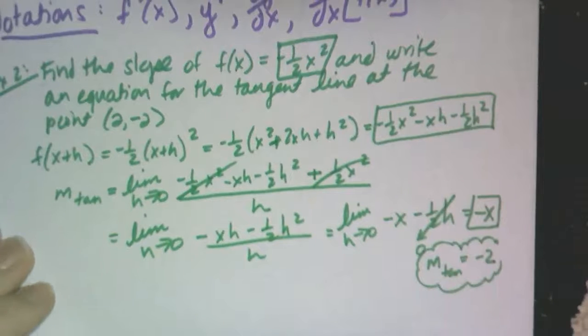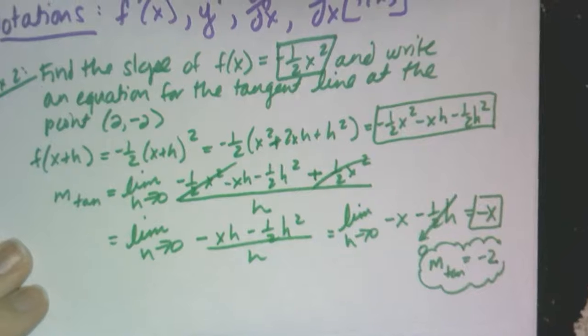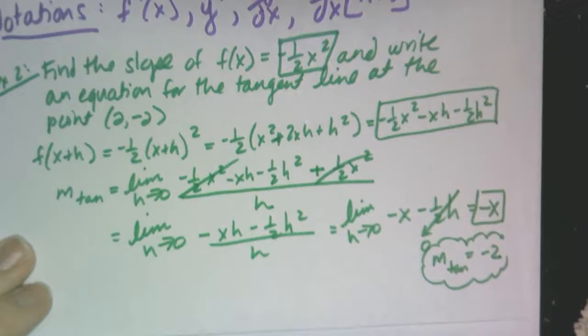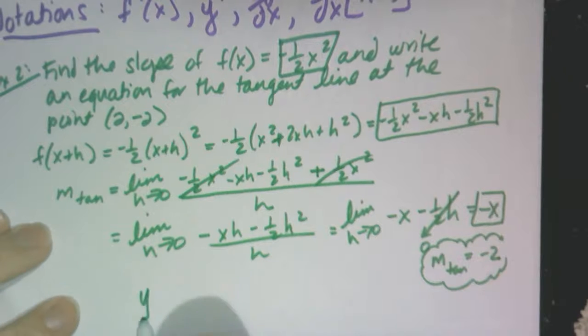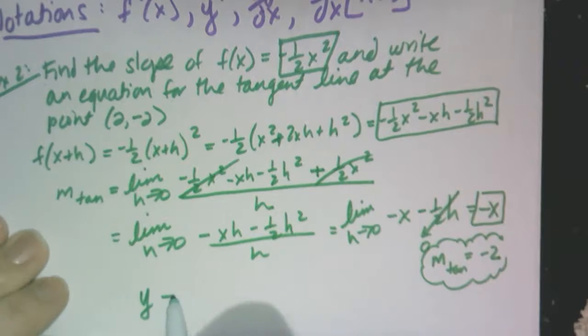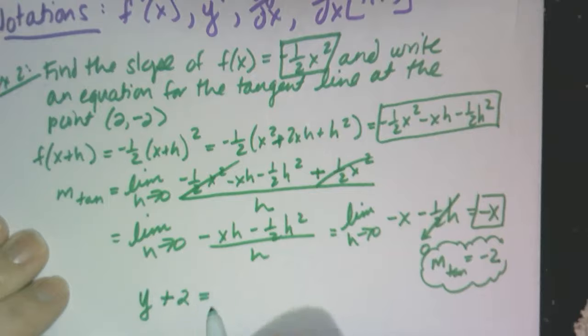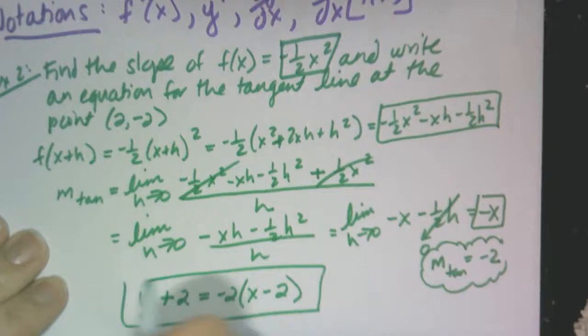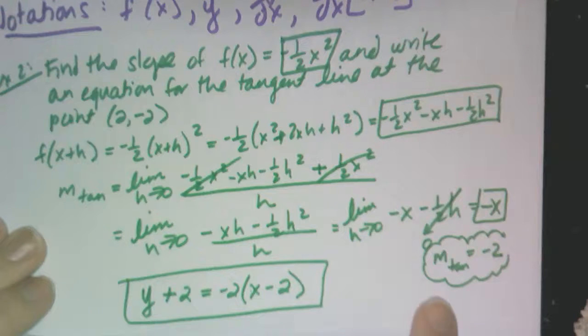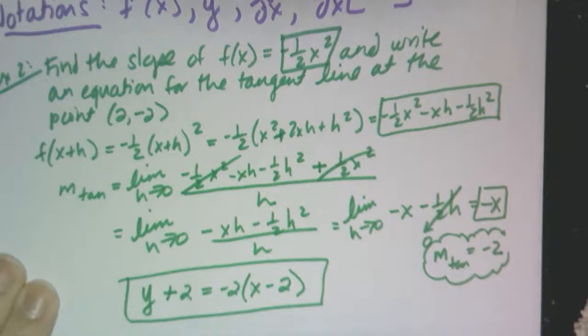Okay. Then you're going to actually write the equation. Do you remember how to write the equation from 2 chapters ago? Point slope. y minus y1 equals m times x minus x1. And I'm just going to leave it in point slope for you because I'm pretty sure you can figure it out. But y minus, or actually plus 2 equals m times x minus 2. That is the equation for the tangent line. That is the slope at the point 2, negative 2.